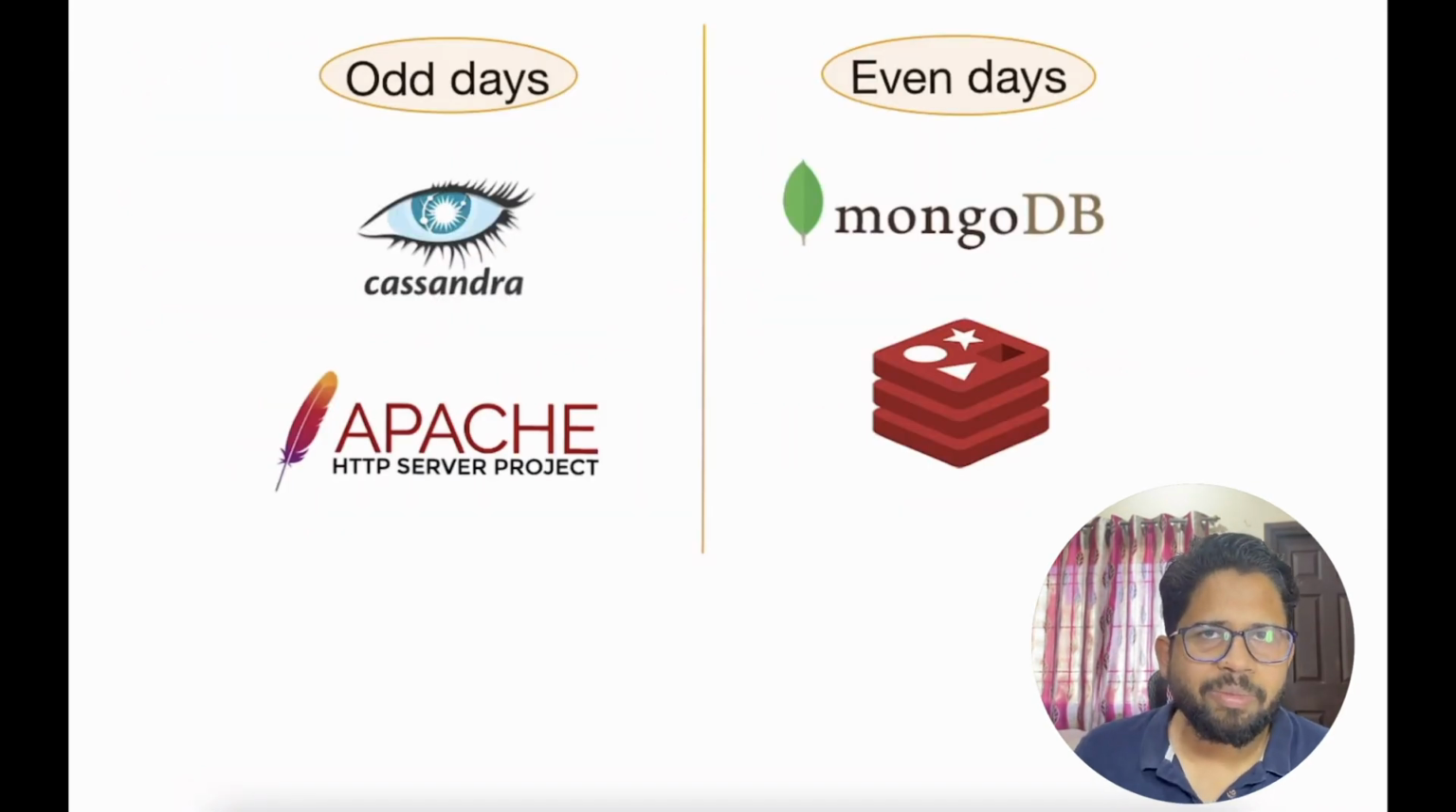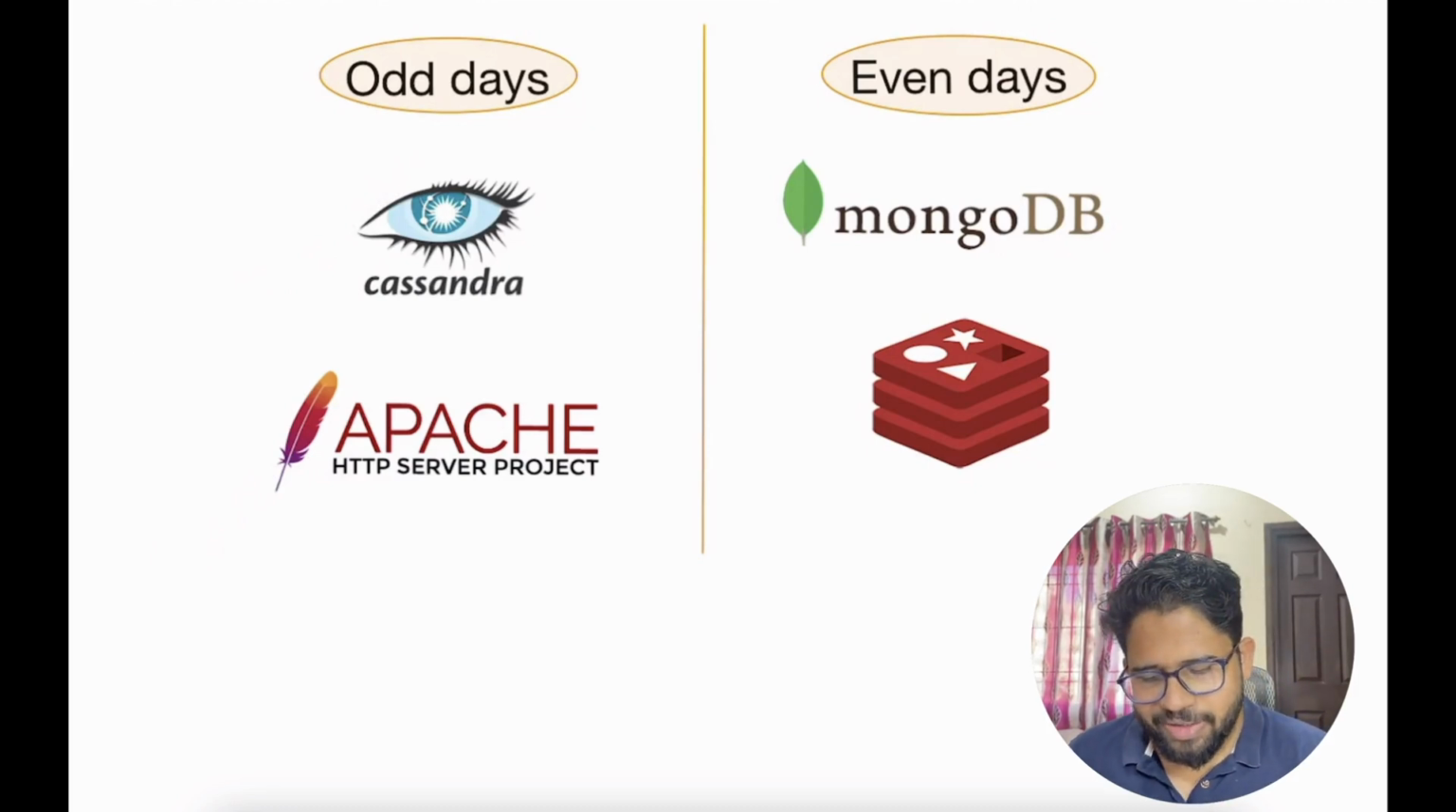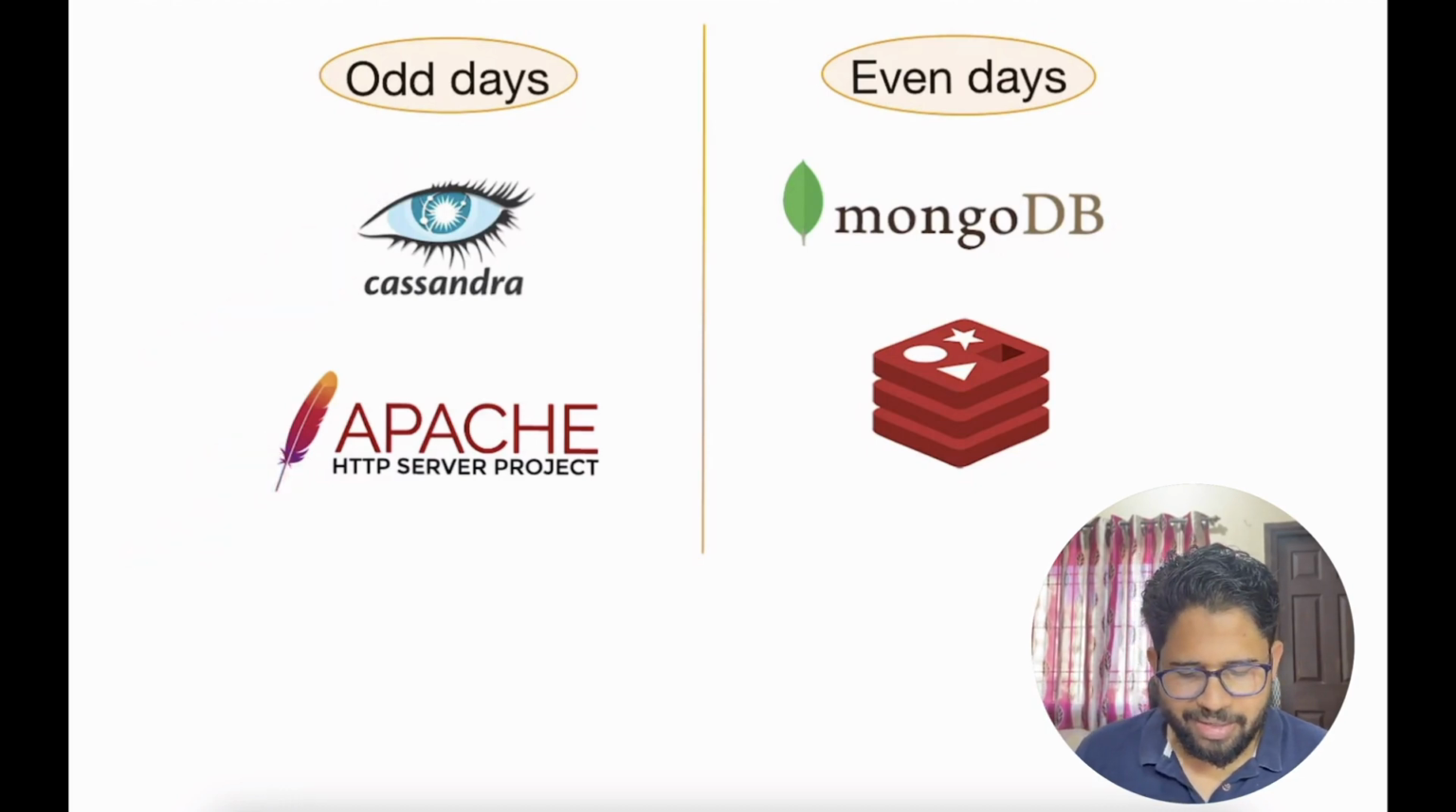This is our problem statement. Somehow in your team, the project which you are working upon, it's weird. There are two different projects, and both the projects use different sets of dependencies. On odd days, the project which you work upon uses Cassandra and uses Apache HTTP server, because that's how it was built. And you clone the repo written in Node, Java, whatever language, and you give the endpoint of this Cassandra and HTTP server, and you do your dev work.